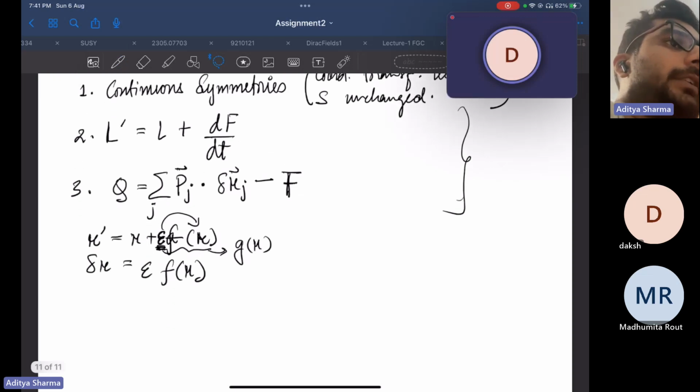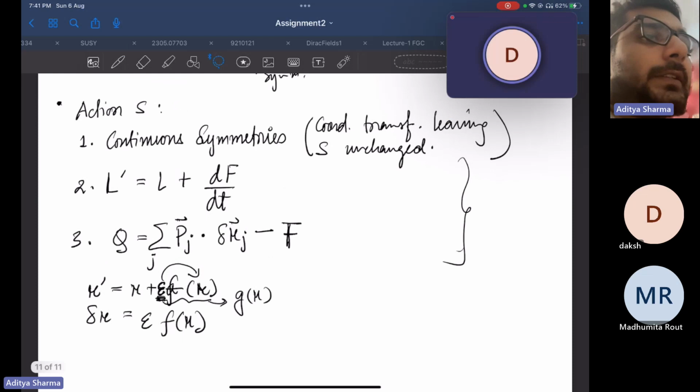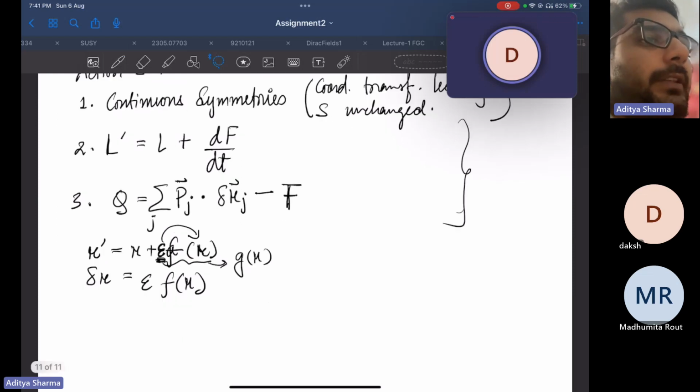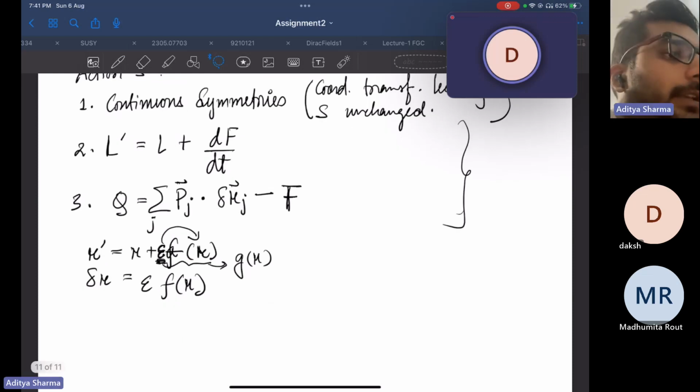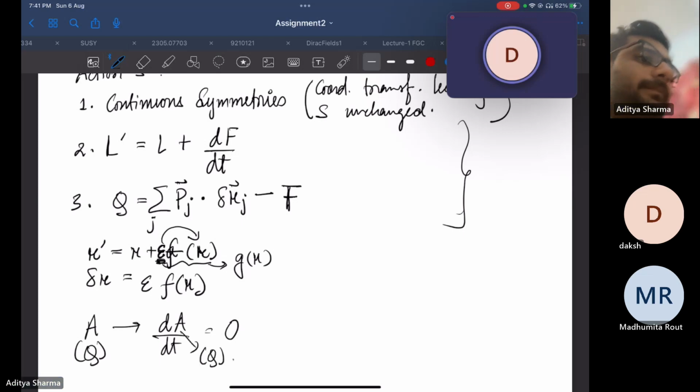But what has happened is, in our case, he has gone the other way. He has given us A, and then he has shown that dA by dt is 0. So he has given us Q. In our case, this is Q, and dQ by dt is 0.